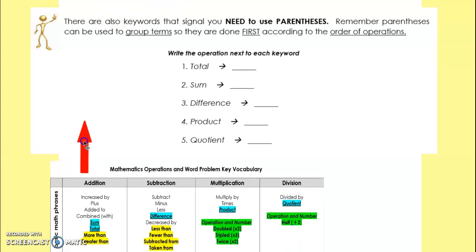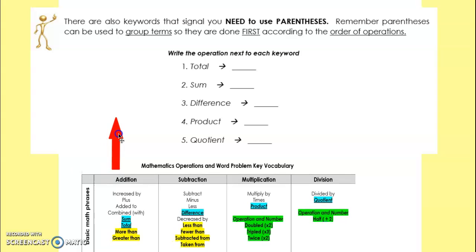If I take a look at my keyword chart, you see they're highlighted blue for you. Total and sum are the answer to an addition problem. That's why we need to do that step first before we apply any other operations to it. Difference is the answer to a subtraction problem, so we would be subtracting. Product is the answer of a multiplication problem, and quotient is the answer to a division problem. Those 5 keywords indicate that we need to use parentheses.